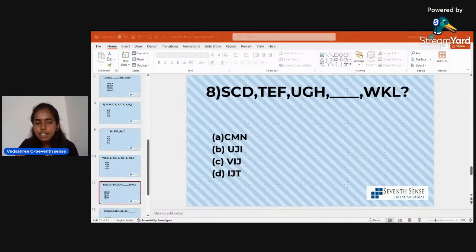So next, the third letter, again the same series. So D, we'll skip the letter after D, then we'll write F. Then we'll skip the letter, then we'll write H. Then again we'll skip the letter, we'll write J. Is it understood?